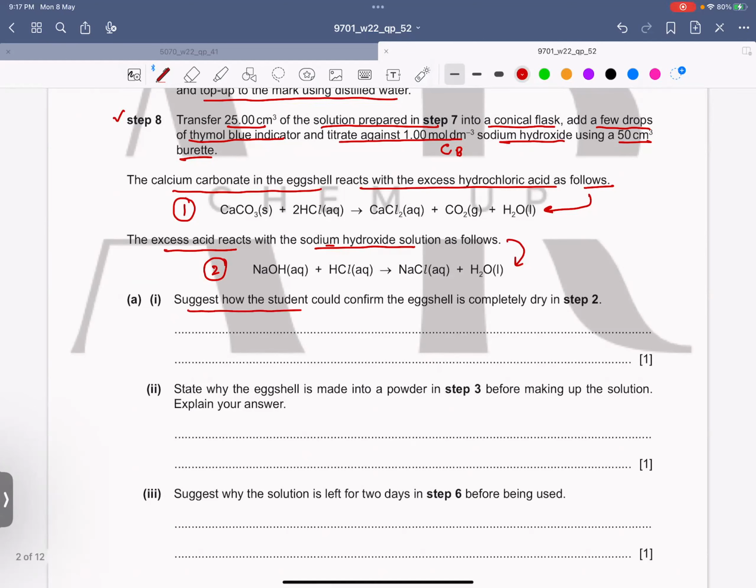Suggest how the student could confirm the eggshell is completely dry in step 2. Yes, I think we have discussed the same sort of question. So does any one of you want to suggest the answer?